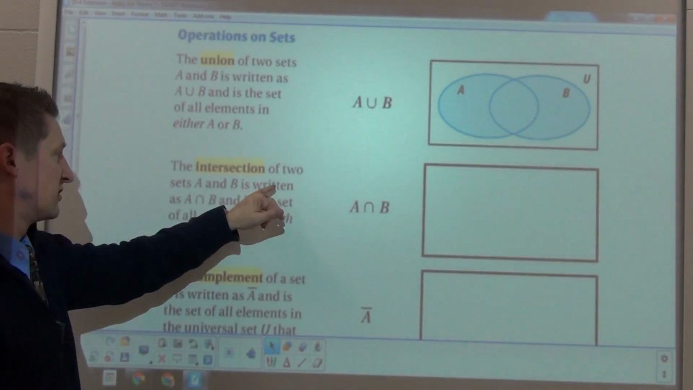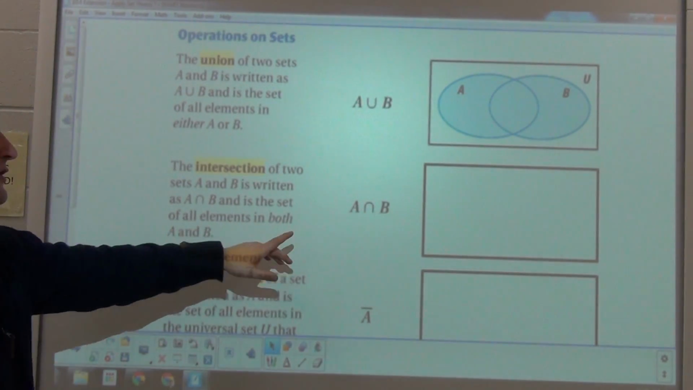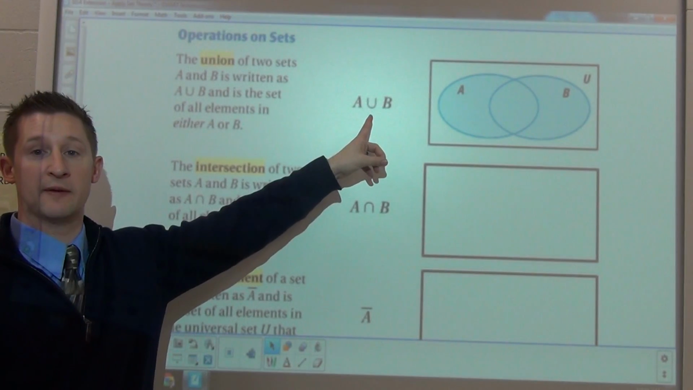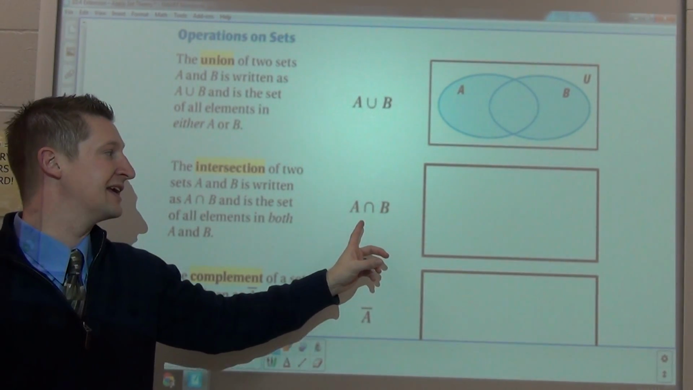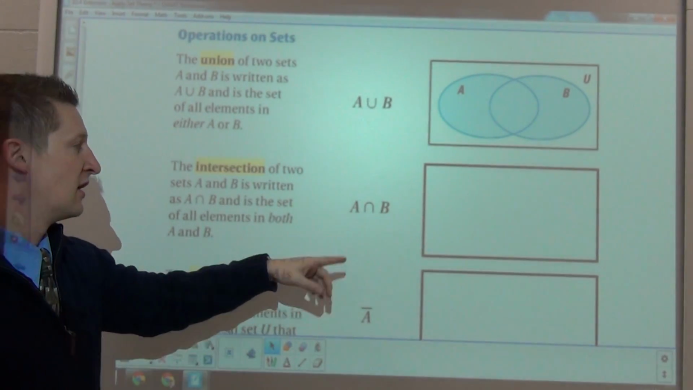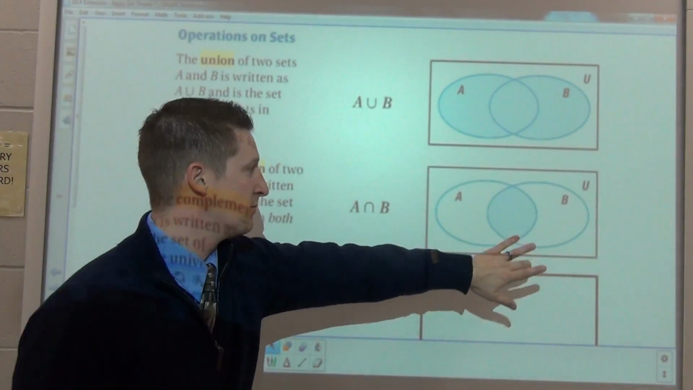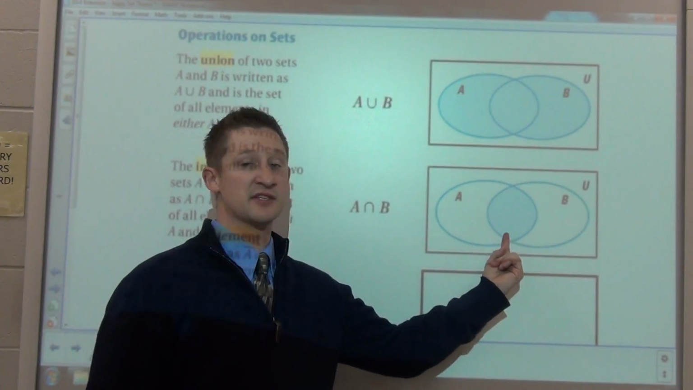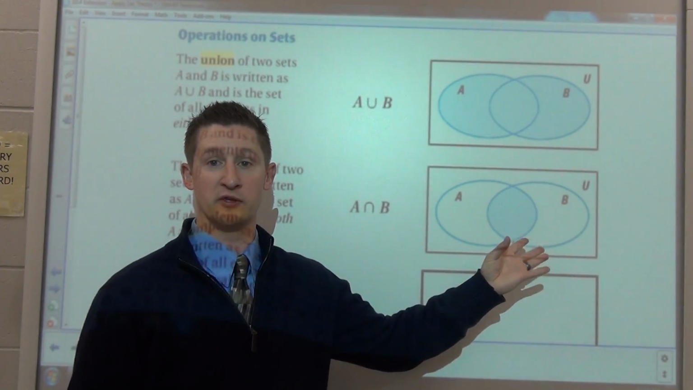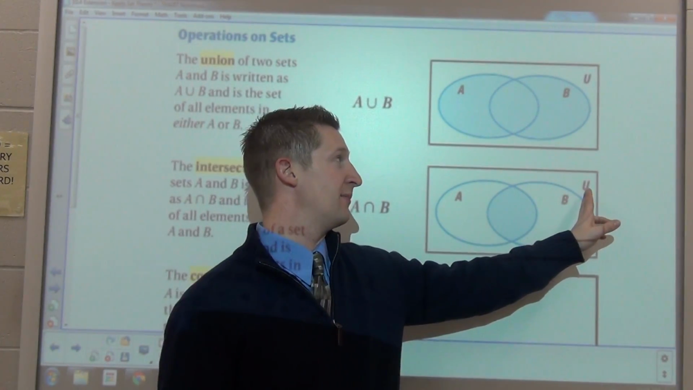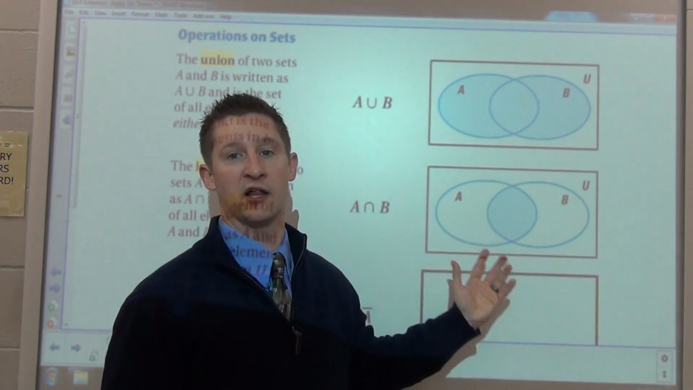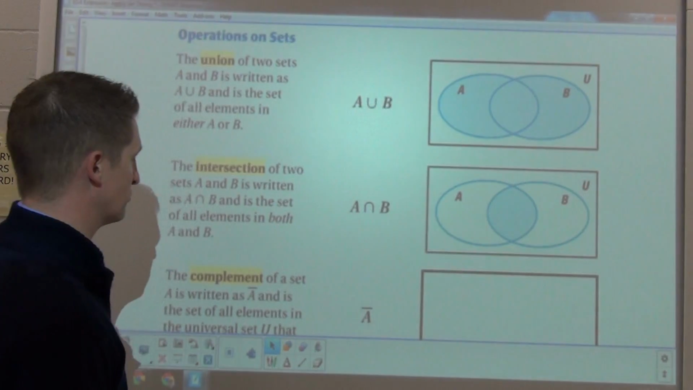The intersection of two sets A and B is written a little differently. So notice that U symbol that meant union gets flipped over. Now it means intersection. So this is the intersection of set A and B. So that's going to represent all the elements that are in both A and B at the same time. It's the overlapping part that we talked about in the other lesson. So again, representing the U right here, that means the universal set. That's all the elements that are in consideration for that particular group.